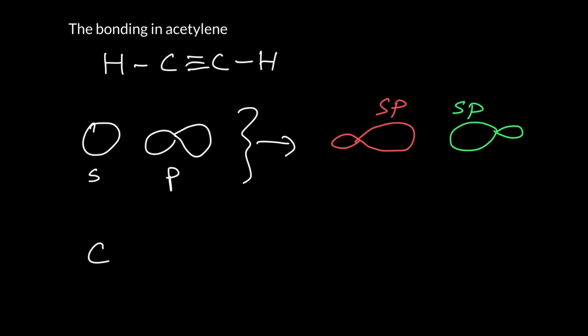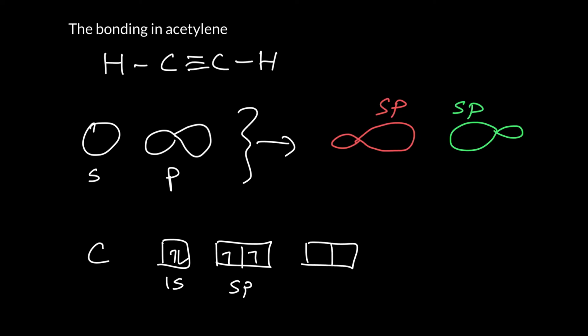So the carbon has the orbital diagram that looks like this. There's the 1s, there's our sp hybrids, so we saw that in the last video, and these are our unhybridized 2p orbitals. And the hydrogen has just a single electron in a 1s orbital. So we're going to go ahead and combine them now to come up with the bonding. So over to the next slide.